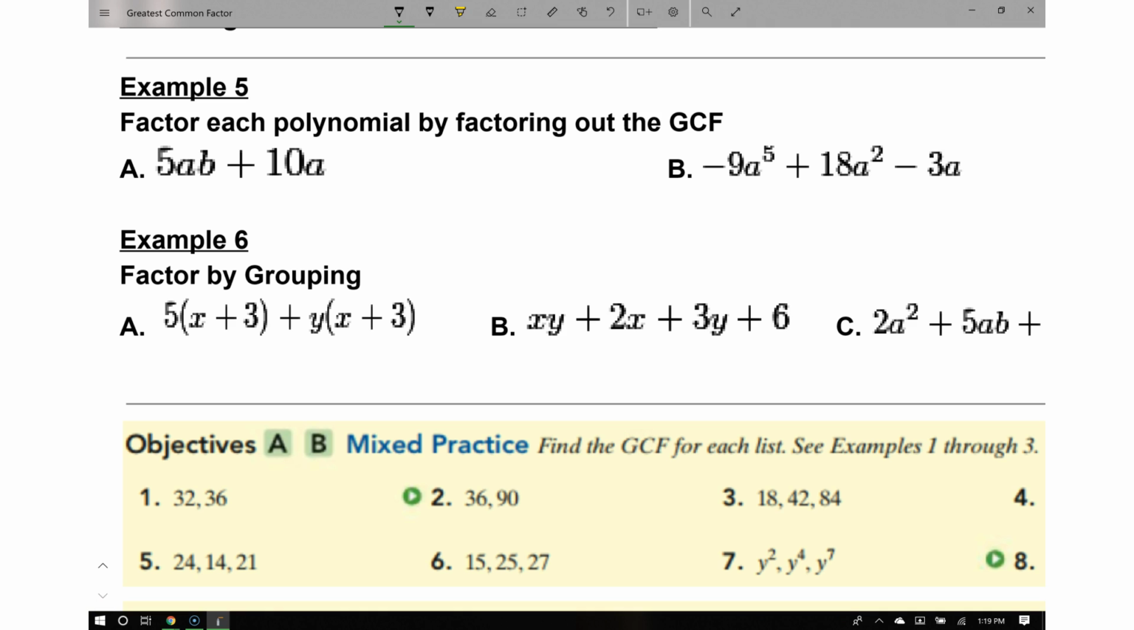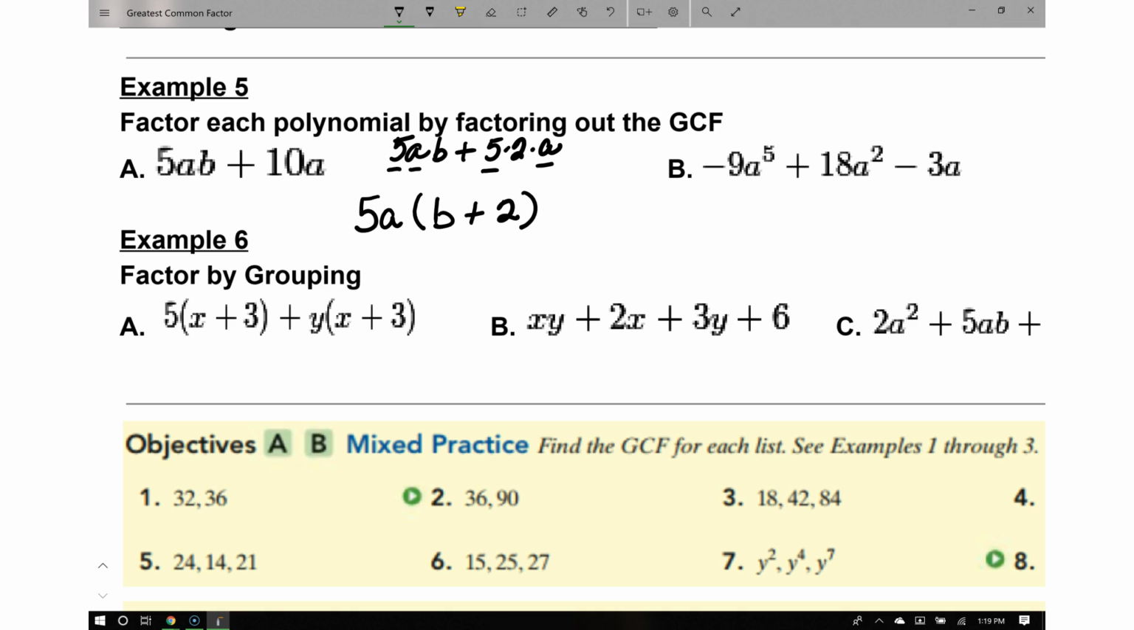For example 5, I have 5ab, right? And what I'm going to do is write 10a in factored form. So we have 5 times 2 times a. And you notice that they have a 5 in common, and they also have an a in common. So we're going to call this factoring out 5a, and we're left with b plus 2.